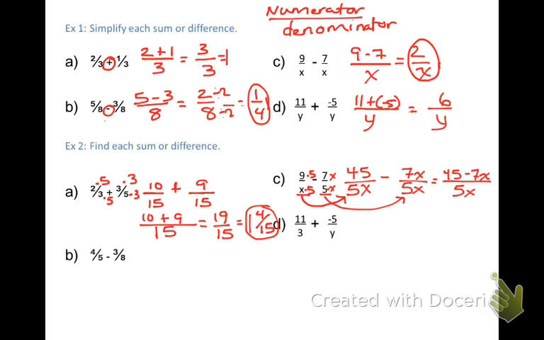Now notice something. 45 and negative 7x are not the same, and you cannot reduce any of these on top or bottom, so here is your answer.